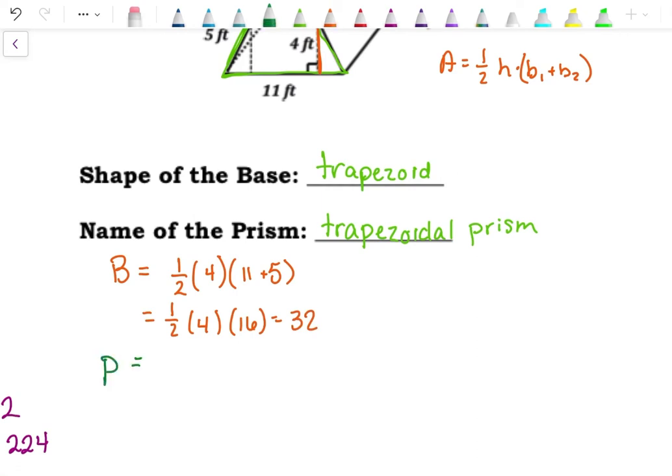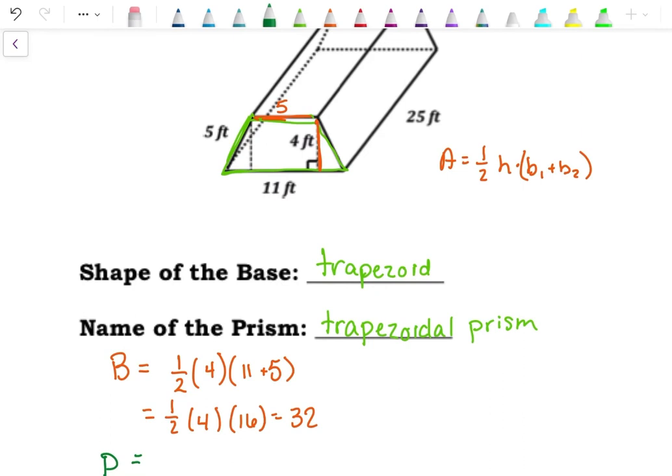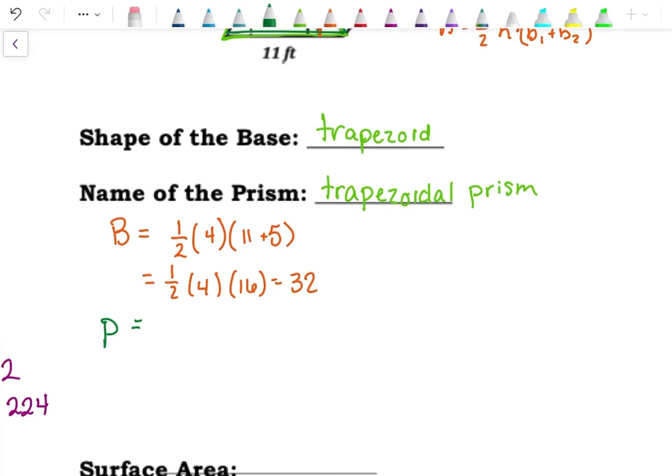Next thing I need to find is the perimeter of my base. So the perimeter of my base I'm going to get by adding up all the sides. So in this case, 5 plus 5 plus 11 plus 5. That's going to be 26.